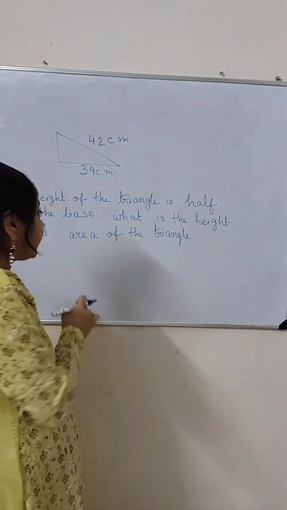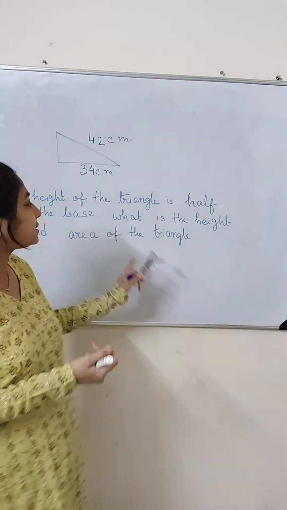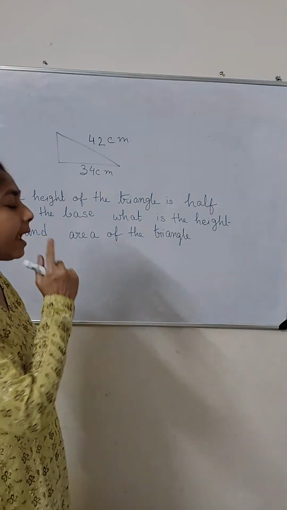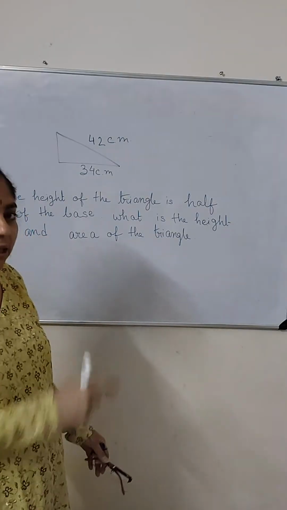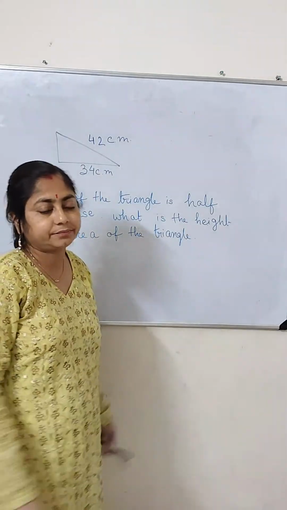What is the height? Means in that math there are two answers coming. One is what is the height? This is one answer. And what is the area of the triangle? I give you 1 minute. First you try, and after that I will start the math.